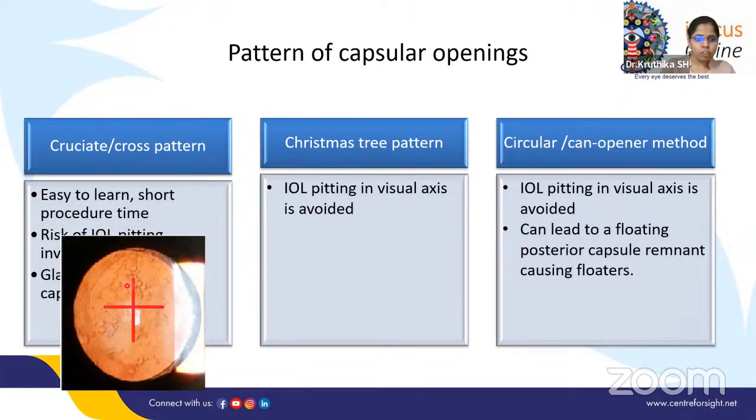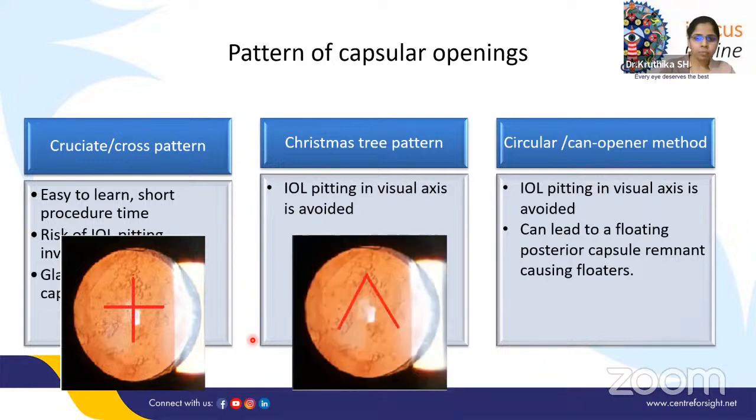This leaves a rhomboid-shaped posterior capsular opening. The disadvantage of this technique is, as laser shots are placed along the optical axis, in case there is IOL pitting, that will cause glare. So a modification of this cruciate approach was done, that is the Christmas tree pattern, wherein the optical axis was avoided. How it was done is from 12 o'clock, give shots, one towards 5 o'clock, one towards 7 o'clock. And the base here falls back attached to the posterior capsule into the posterior segment. So it keeps adherent. The problem with this is it causes floaters.